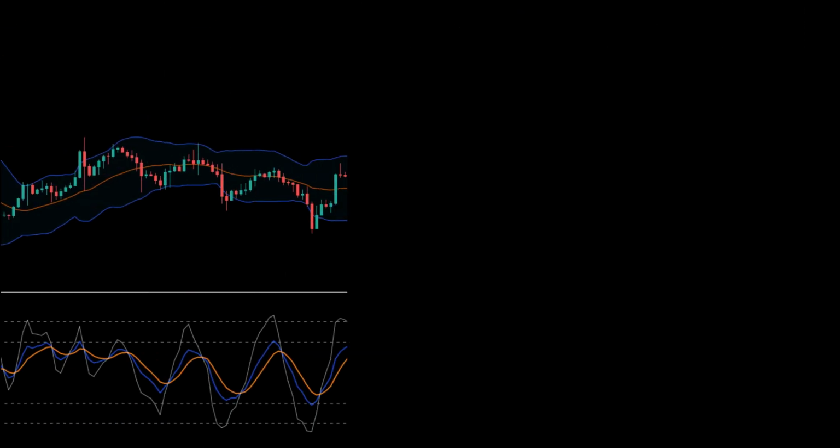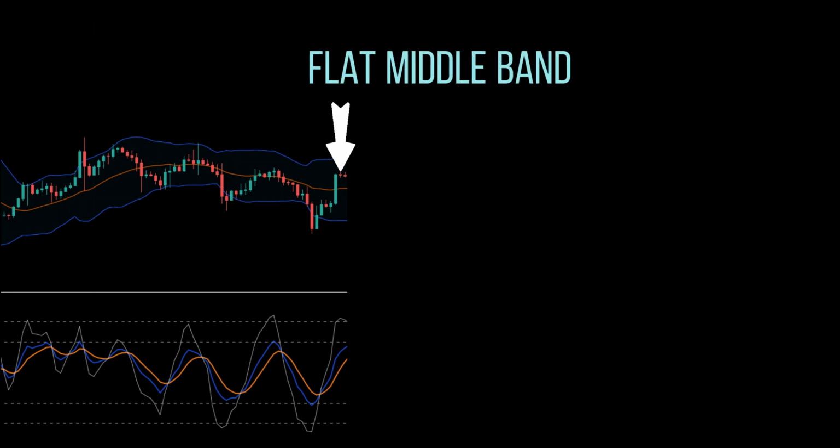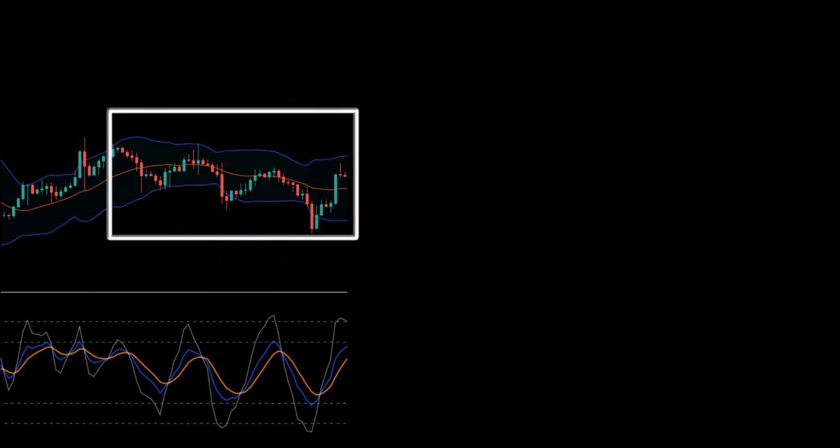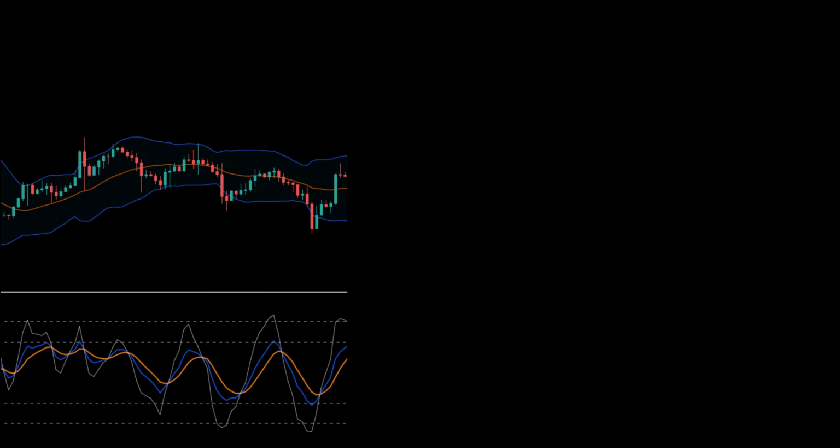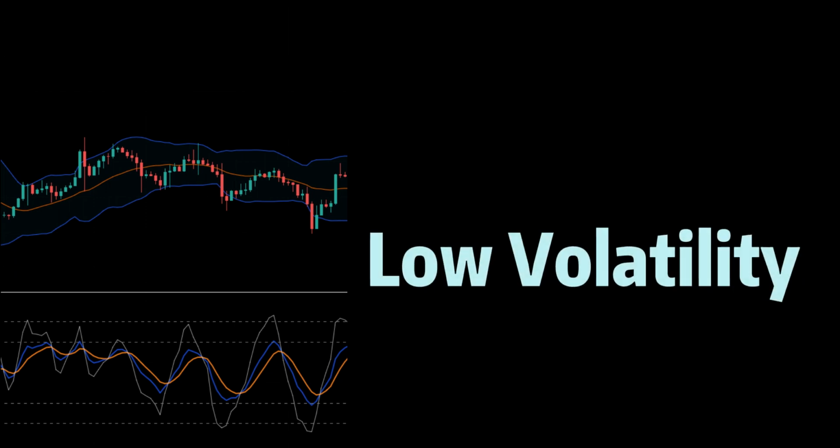Take the XAUUSD 4H chart as an example. Here the middle band is flat and the market is in a range. It is as flat as a horizontal line. Another thing to note here is that the bands are extremely narrow. Both of these points indicate that the price is in low volatility.